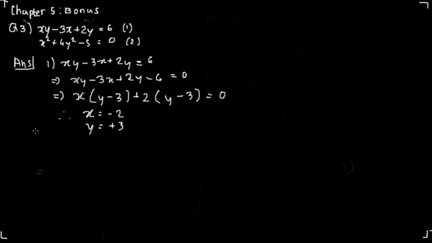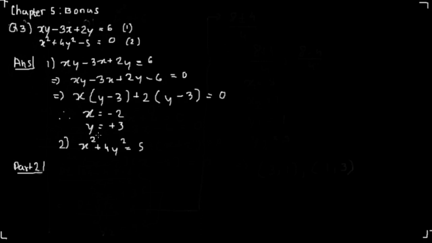For equation number 2, it isn't really much. We can just simplify it. So x squared plus 4y squared is equal to 5. I just moved it. Now this is like part 2, so I should mention that. You don't actually write this, but this is basically the first part of the question.